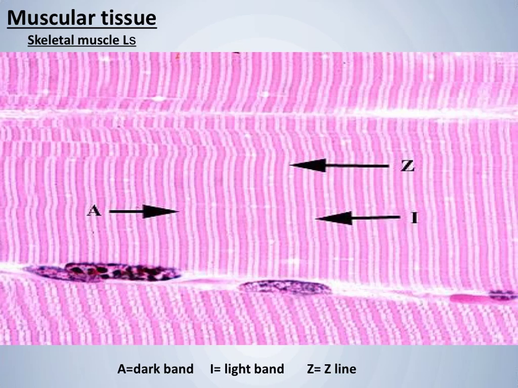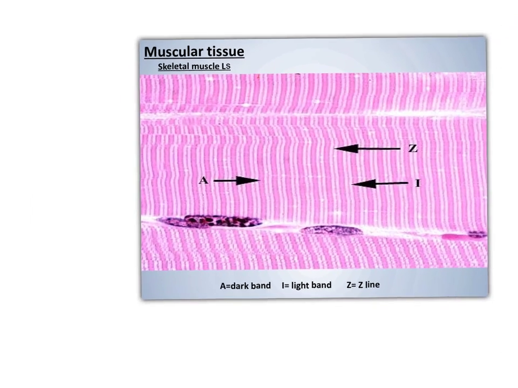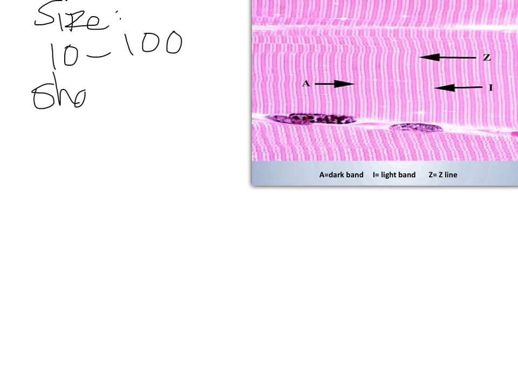As regards the questions that may be asked about this picture, you may be asked about the size of the skeletal muscle fibers. It is from 10 to 100 micrometers in diameter. You can be asked about the shape. The shape is, of course, cylindrical, not branching, except in a few areas in the body. Also, you may be asked about the staining of the cytoplasm. It is acidophilic.